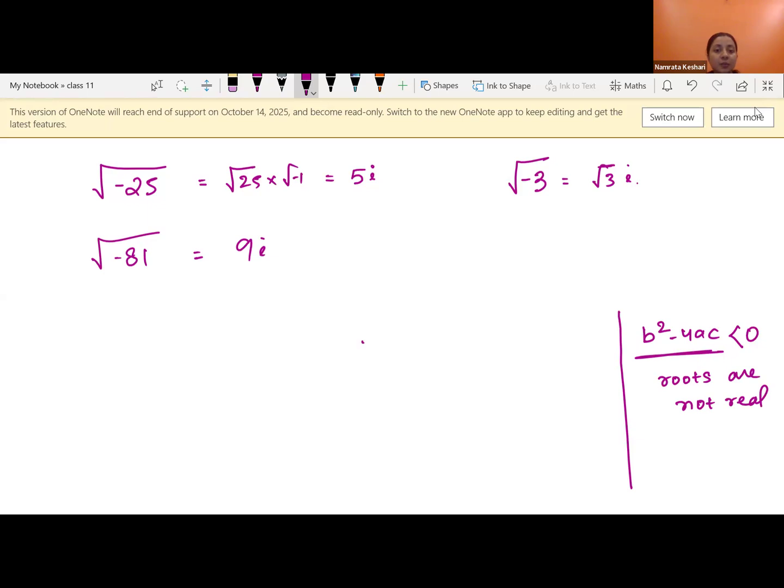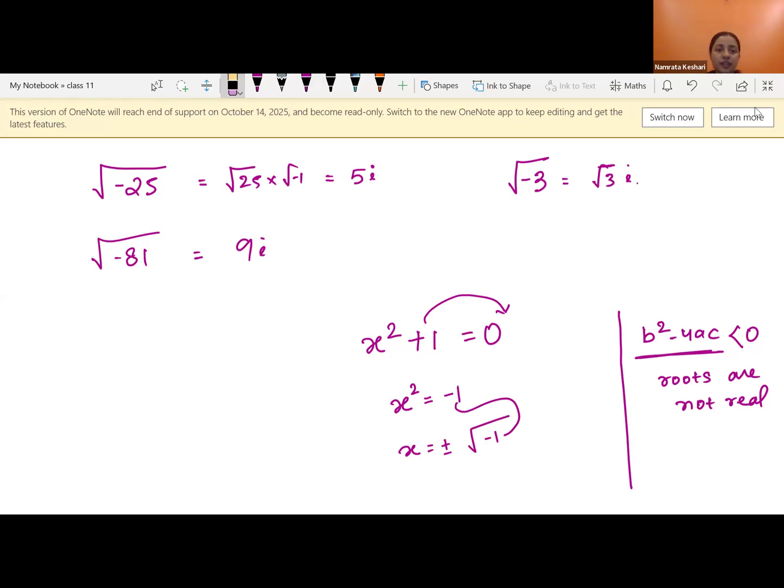Example: I have taken x square plus 1 is equal to 0. If we take this 1 to the other side, just for solving it, the basic way I'm going to simplify, will it be x square is equal to minus 1? Yes. Okay, and can you see x will be plus minus under root minus 1? Yes or no?